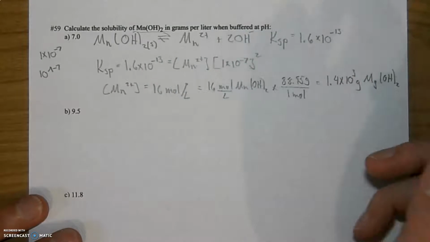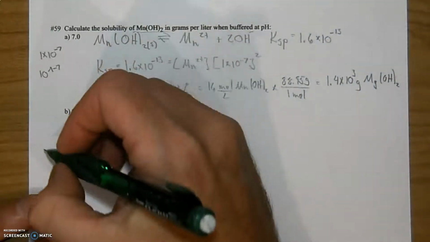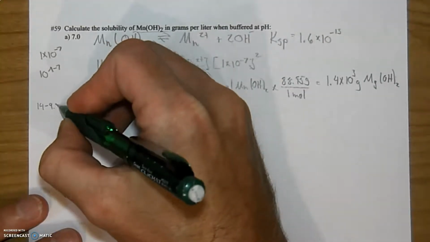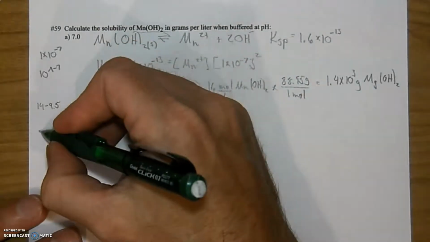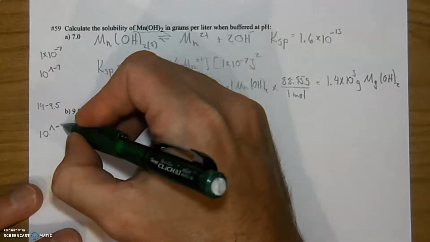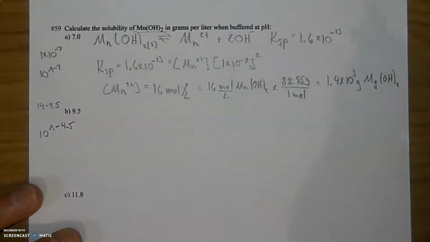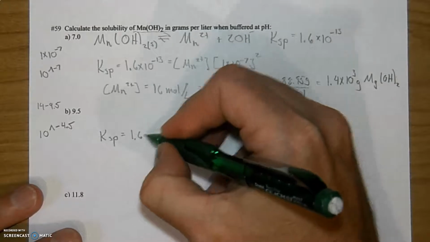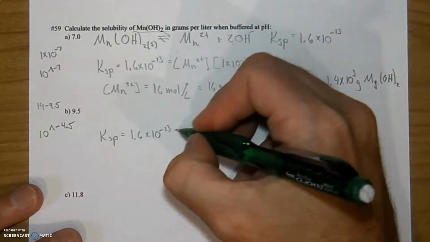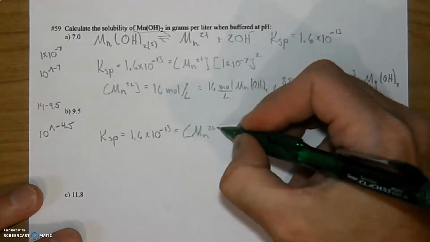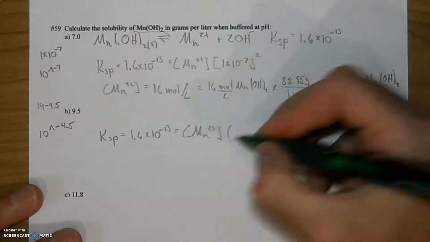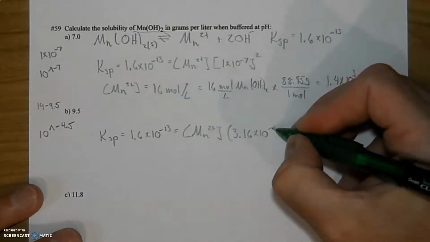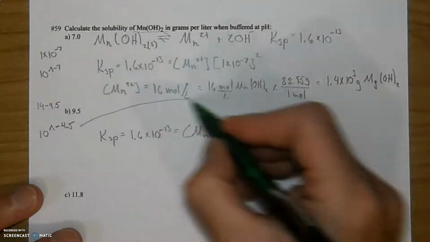All right, let's do the same problem here. I'm going to shortcut a little bit on this one. For the pH in this one, what do I have? 9.5. So remember 14 minus 9.5. I want the pOH, and that's going to be 4.5. So I'm going to do 10 raised to the negative 4.5. And now I know the hydroxide ion concentration. So KSP is going to be equal to 1.6 times 10 to the negative 13, giving me the manganese concentration times, I'm going to use brackets, 3.16 times 10 to the negative 5 squared. Where did that come from? It came from here.